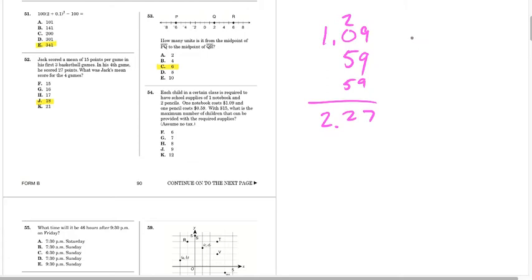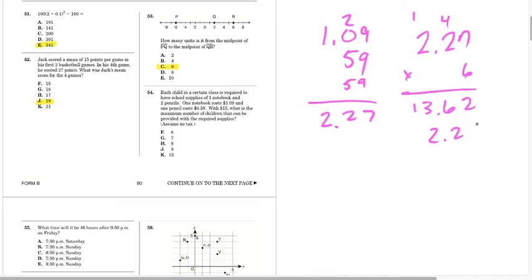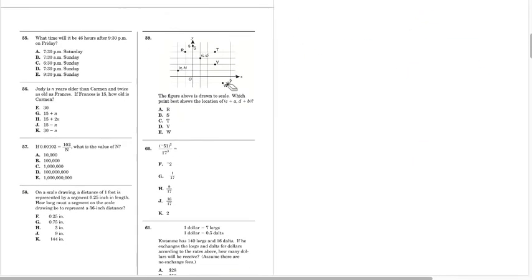I'm pretty sure it goes in 6 times. Let's see. 2 times 6 is 12, 13, 62. So 6 works. Can we get in another time? Let's just go ahead and add 2.27. No, that's too much money. So the answer is 6. We would have just kept going until we found one that was too big, and the previous answer is ours.